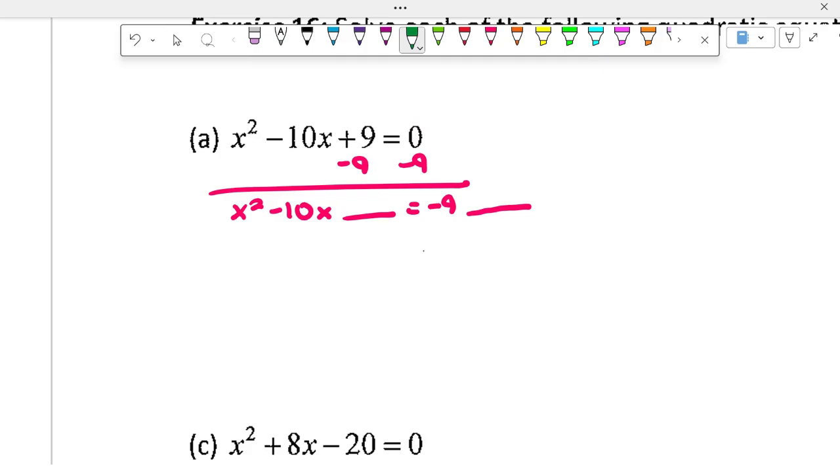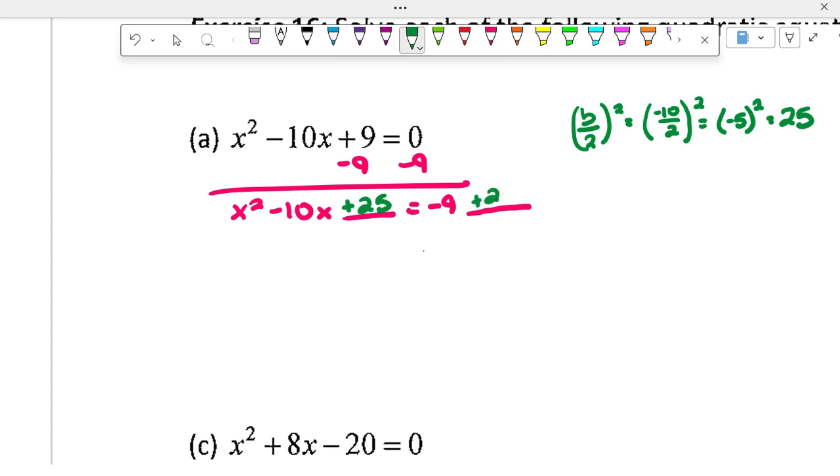What do I have to find? The b over 2 squared. What's my b value in this case? Not just 10, negative 10. Divided by 2 squared. What's negative 10 divided by 2? Negative 5. And what's negative 5 squared? Positive 25. So I'm going to add 25 to both sides. So I've got to fill in both of those blanks.